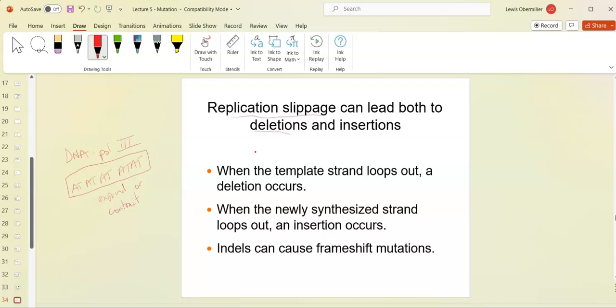Now, this also can cause problems in DNA. And we're going to talk about this later on when we talk about chromosomal mutations. But this replication slippage can create these long strands of repeats, which can make the DNA fragile. So it's called Fragile X syndrome. And that's due to repetitive elements in DNA.